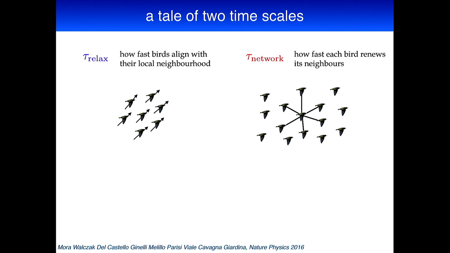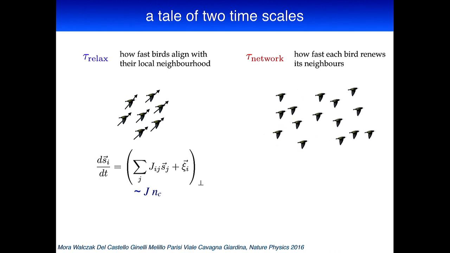So that's one time scale. And then there's a second time scale, which is how fast it takes for a bird to change its neighbors. The first one, this relaxation time scale, as I argue in a couple of slides, is essentially given by J times N_c. So tau relax is given by the inverse of this. The second one is how fast each bird renews its neighborhood, so how long it takes to have a complete turnover in the set of neighbors. And that's what we call tau network, and that we can directly read off from the data.